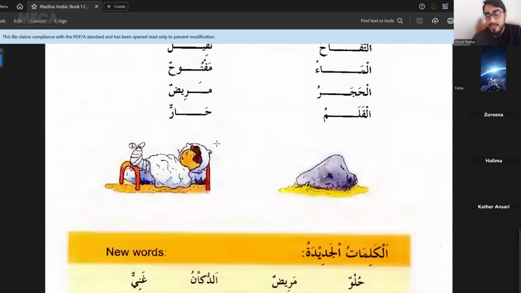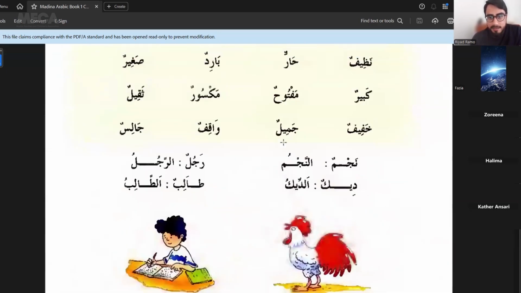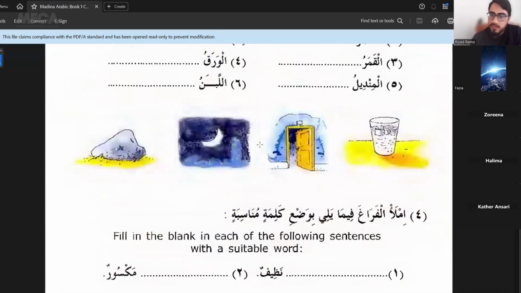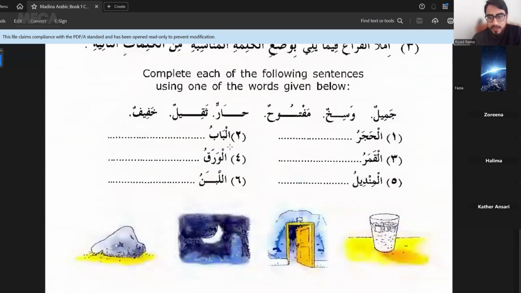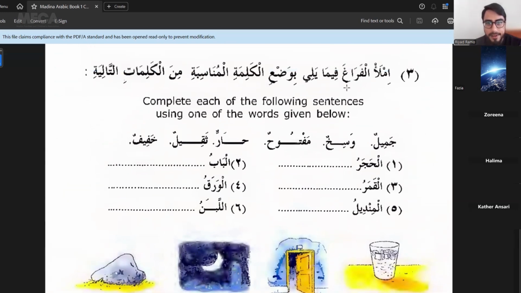Okay, so this is what we're gonna do. Since it's very long, we're gonna do more examples, but we're gonna skip some, because it'll be too long. For this activity, we're gonna fill in the blanks. They give us some words on top, and we have to pick which ones for the sentences. So we're making sentences. I'll do the first one.